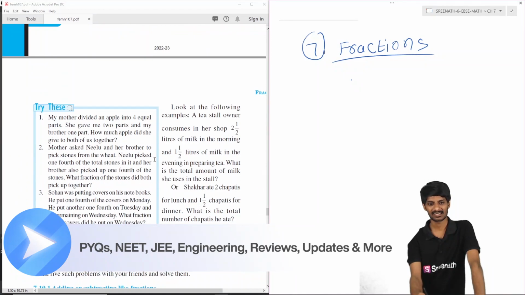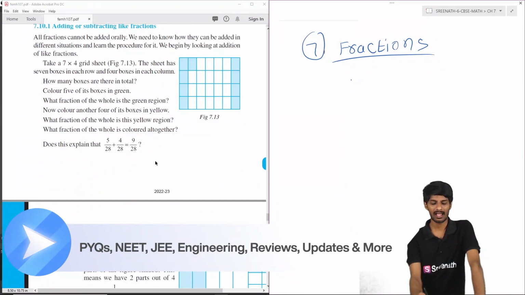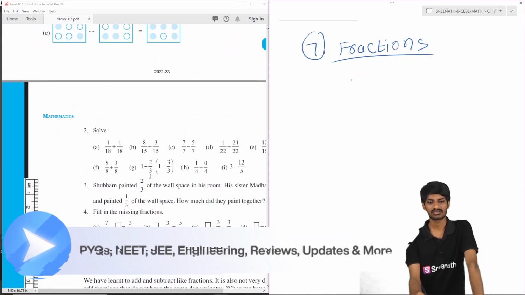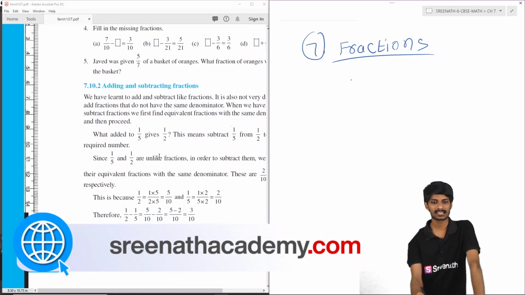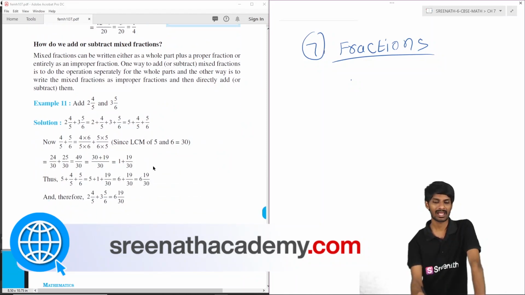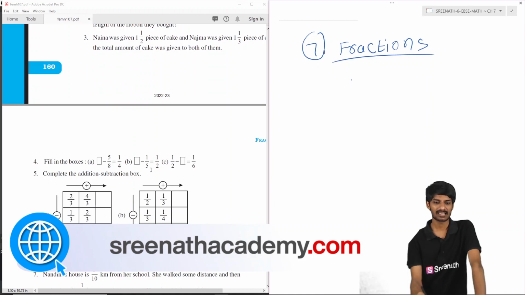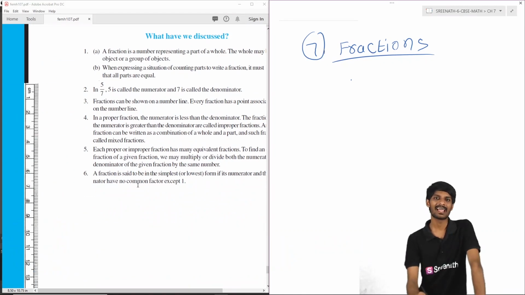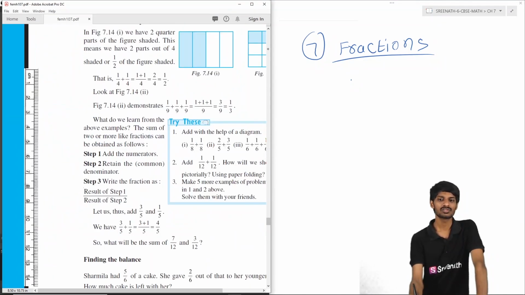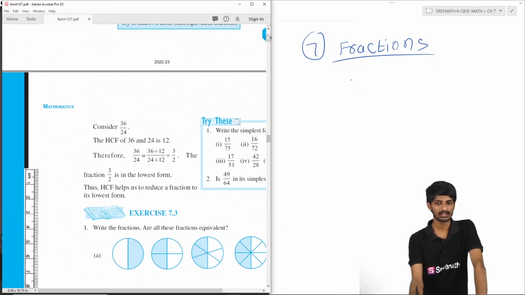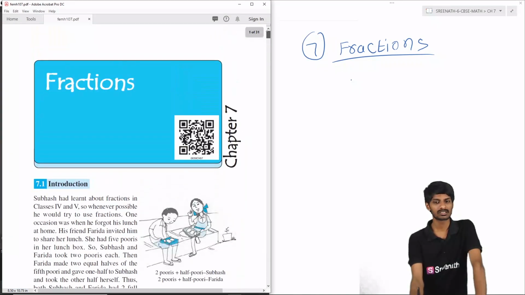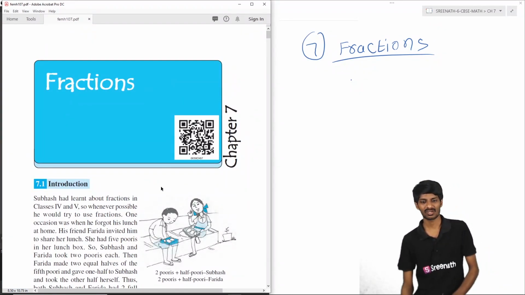And addition and subtraction of fractions, how to add or subtract like fractions, and how to do it with unlike fractions, also adding and subtracting unlike fractions, and how to add and subtract mixed fractions. So these are the examples and exercise problems. This is the end of the chapter, students. So this whole chapter we are going to learn, students. I hope you know what concepts we are going to learn. So we will start our discussion, students. Okay.